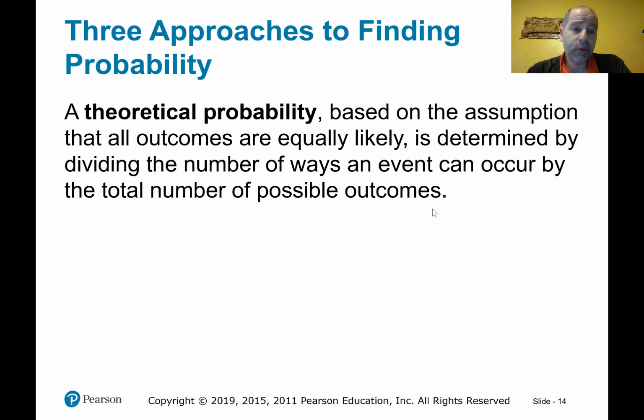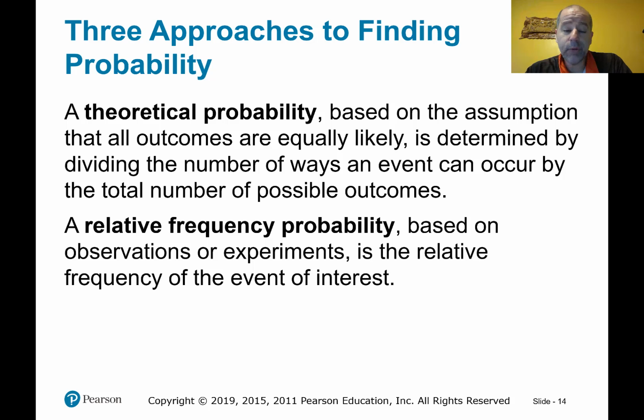Now, there are 3 approaches to finding probability. One is the theoretical probability. And this, again, is based on the assumption that all outcomes are equally likely. We have to decide whether that is reasonable or not. In most of the cases we've been dealing with, it is very reasonable to believe that all the outcomes are equally likely, because we're using simple random sampling, in most cases.